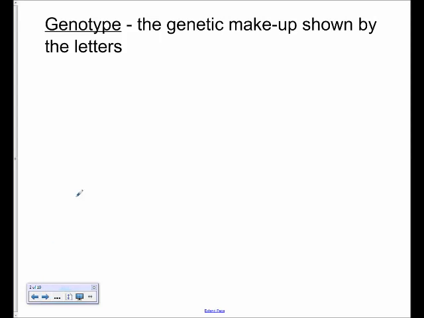One of those words is genotype, and the definition we used in class is the genetic makeup shown by the letters. Some of the genes that you have, for some of the traits that you have, some of the characteristics that you have, we can represent those with letters. It doesn't really matter what letters we choose to represent those traits. Maybe it's the letter T or the letter D or something like that. The genotype is simply the letters.